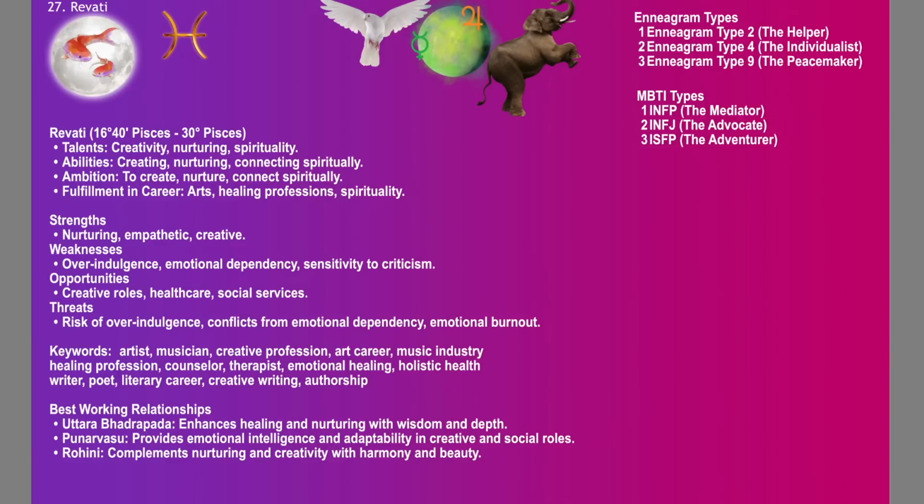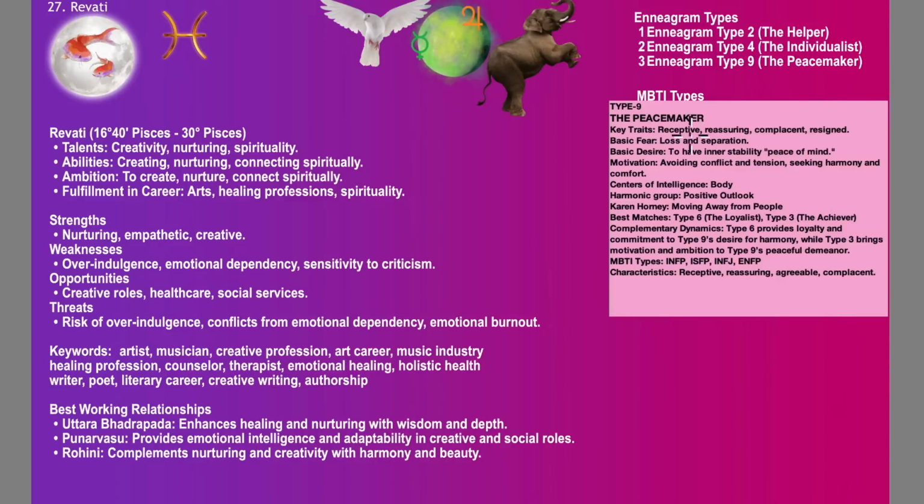Last one, Enneagram Type 9, the peacemaker: receptive, reassuring, complacent and resigned. Their basic desire is to have inner stability and peace of mind, avoiding conflict and tension, seeking harmony and comfort. Their center of intelligence is the body, and they move away from people. Therefore, they will be good at writing. They could be good at poetry, literary career, literature, creative writing, and authorship. They would also be good in the counseling fields.